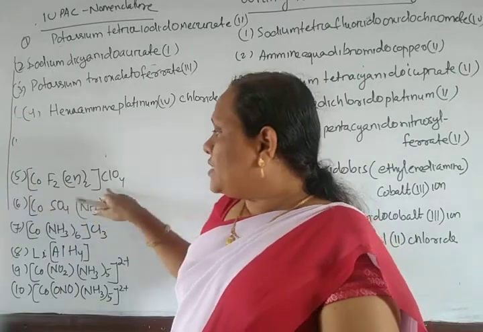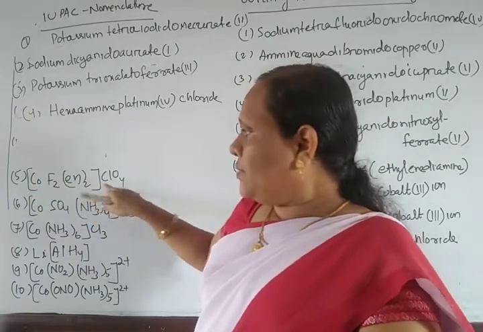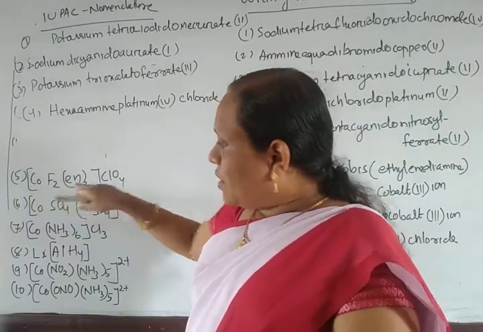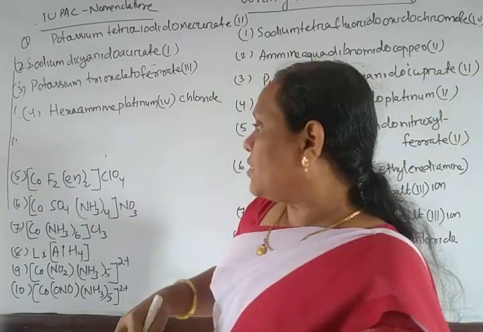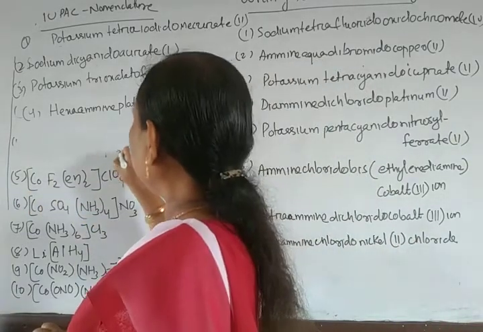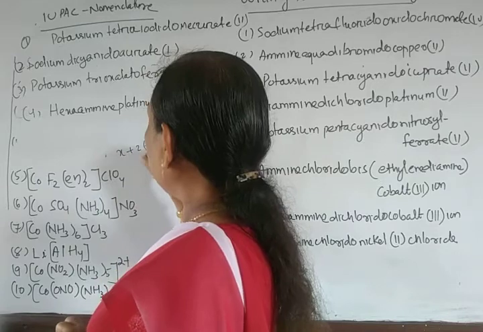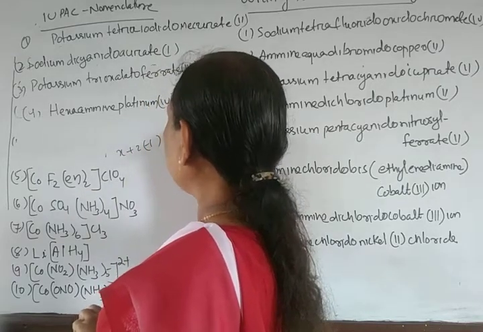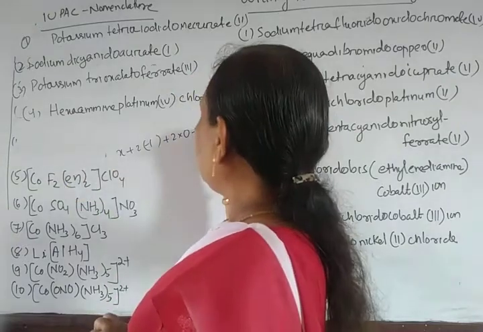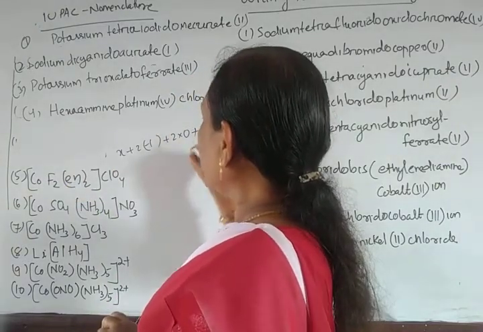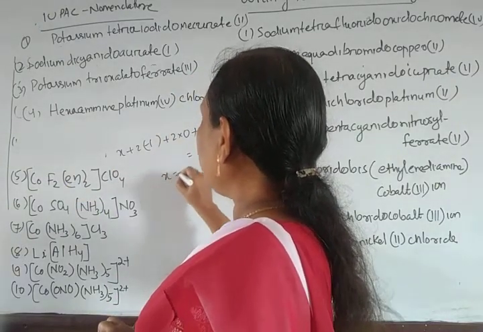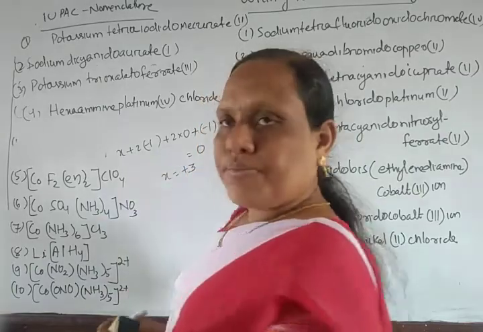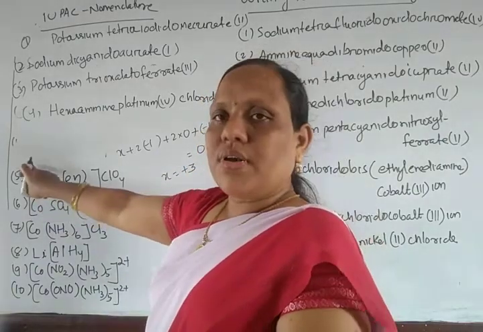So this is your perchlorate ion. First find out its oxidation number. The oxidation number is X plus 2 into minus 1 plus 2 into 0, because this is a neutral ligand, plus minus 1 equals 0. So X equals plus 3. The oxidation number of cobalt here is plus 3.